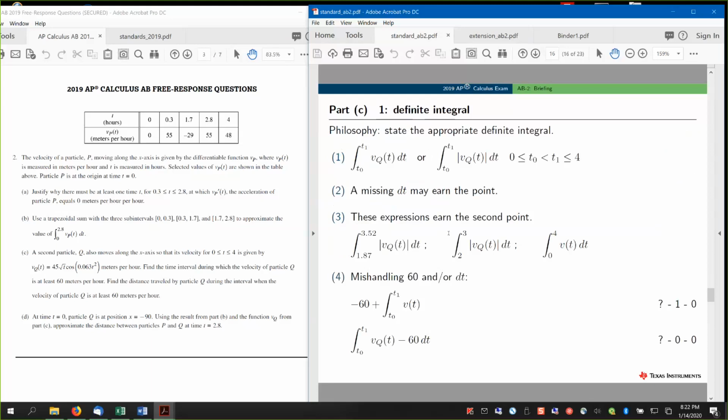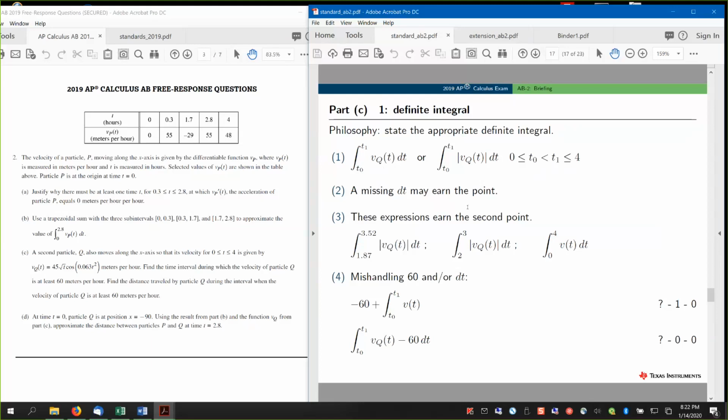So the second point in part C was presenting a definite integral that represents the distance traveled by this particle Q over the appropriate interval. So the student earns the point for any one of these 2 integrals, for any values of t sub 0 and t sub 1 that satisfy this inequality. You don't need the absolute value symbol here because v sub Q is positive over this interval, 0 to 4.